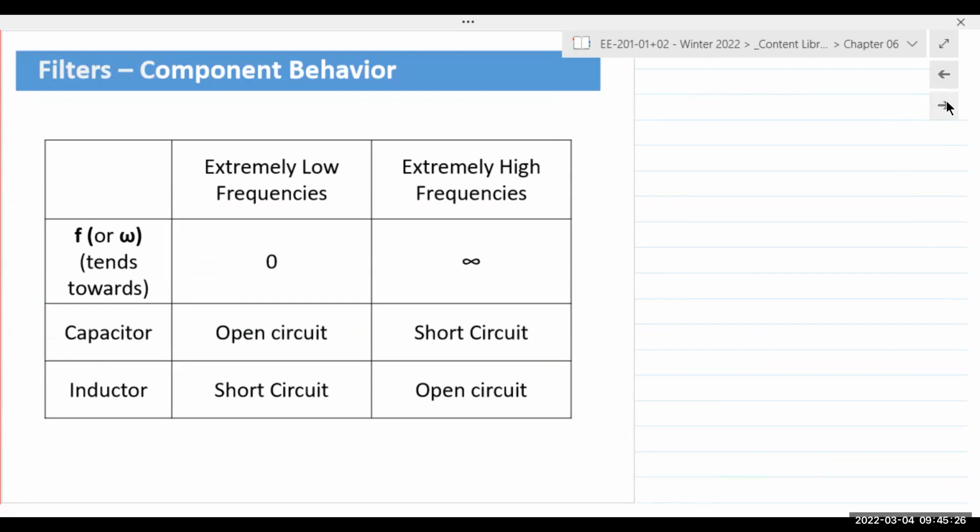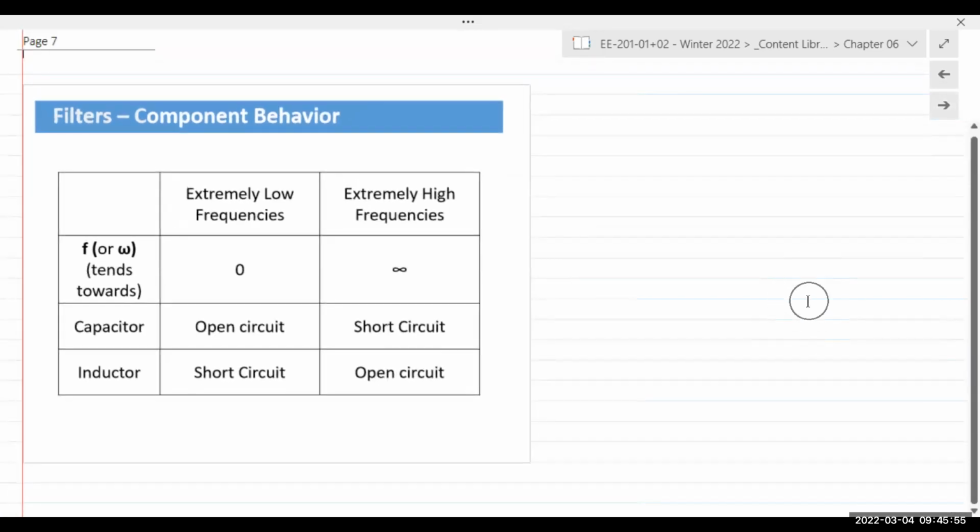Then let's actually get into the filters. Filter circuits use the properties of an inductor and a capacitor, where their impedance is dependent on the frequency, right? We saw in chapter 5, impedance of an inductor is j omega L. Impedance for a capacitor is 1 over j omega C. So based on that, we create this table, which I call the handy dandy table.